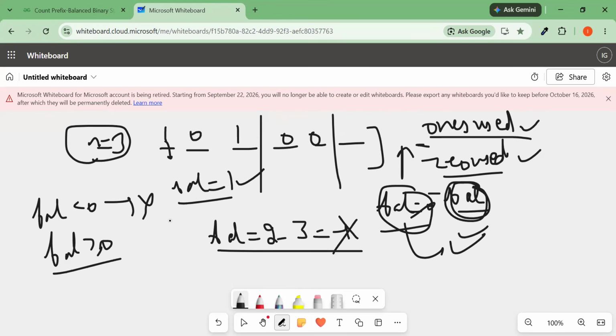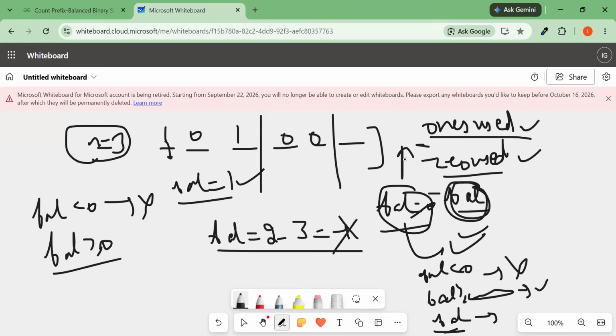So there will be three conditions: if balance is less than 0, if balance is greater than or equal to 0, and third, at index n, what is the balance? If balance is less than 0 at any point, it is an invalid condition because the number of zeros is more than the number of ones. That is not acceptable. If balance is greater than 0, it could be fine. But at the last index, you have to make sure balance is 0.